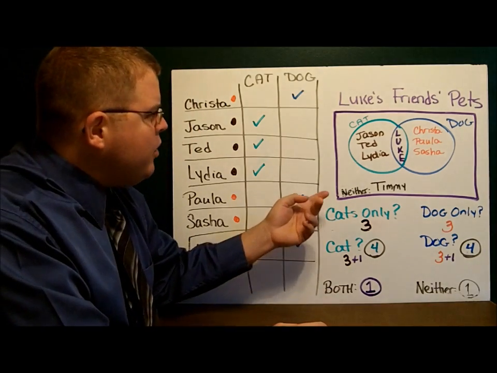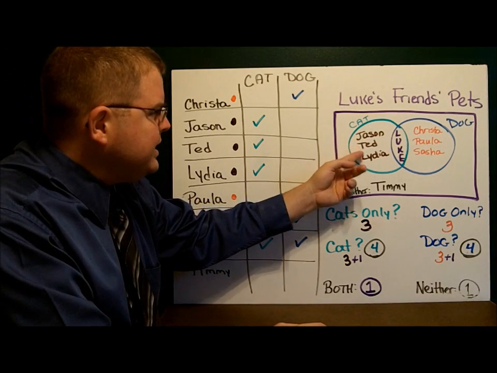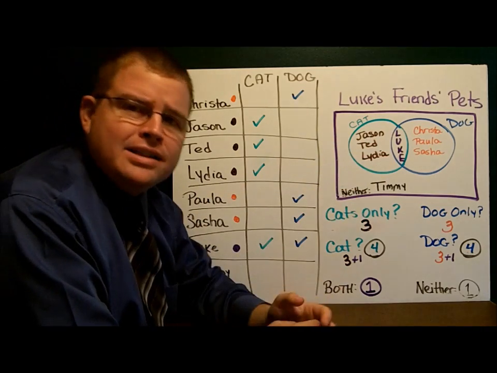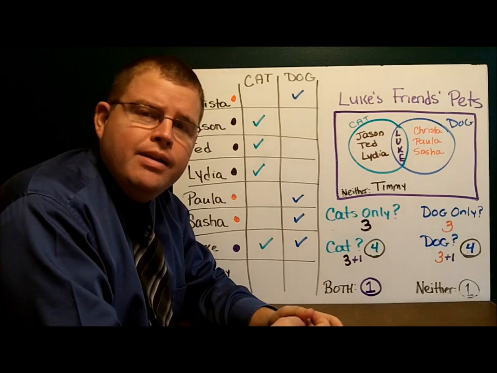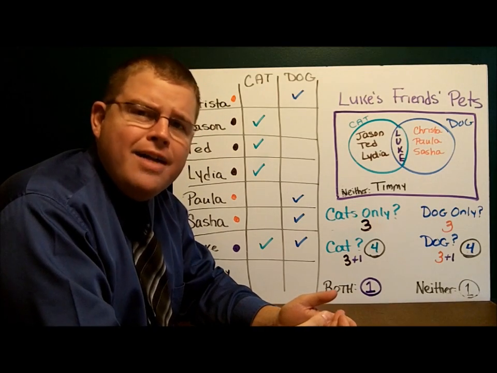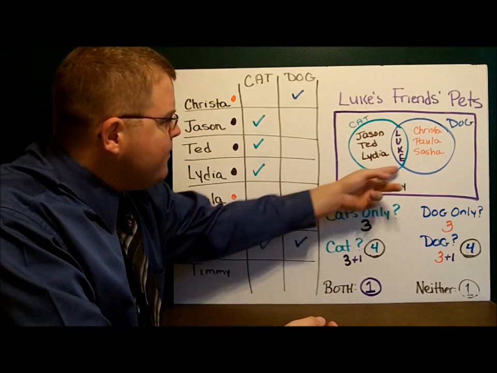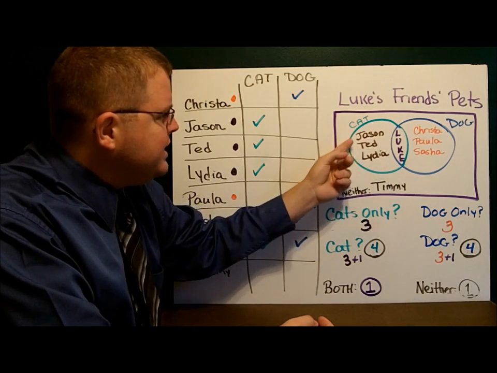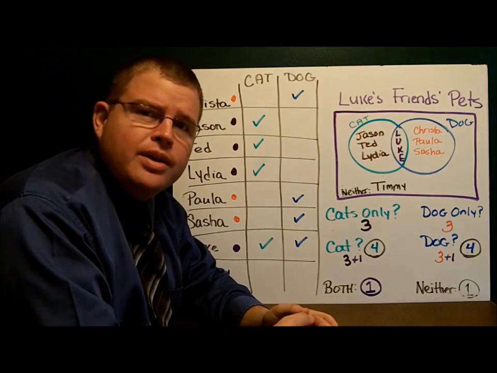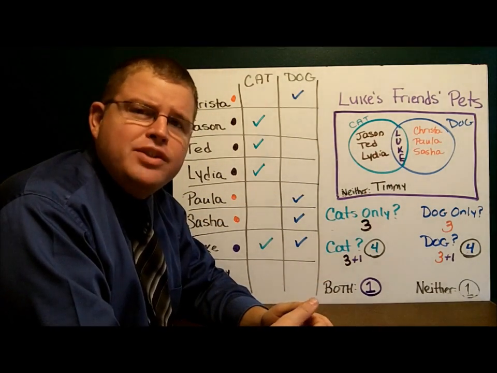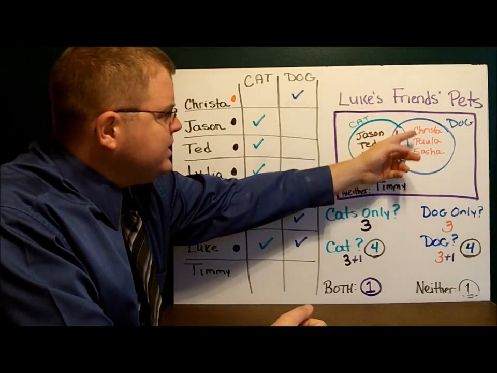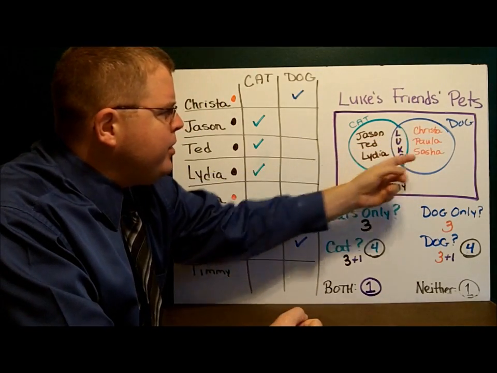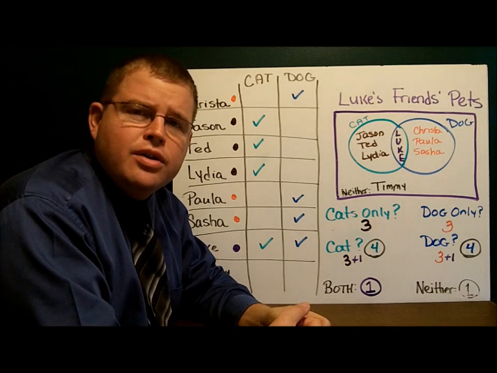How many people have only a cat? Well, Jason, Ted, and Lydia have only cats. They're only in the green circle. How many people altogether have a cat? Well, there are 4 people in the green circle. Jason, Ted, Lydia, and Luke. How many people have just a dog? Krista, Paula, and Sasha. We have 3 people who are in only the blue circle.